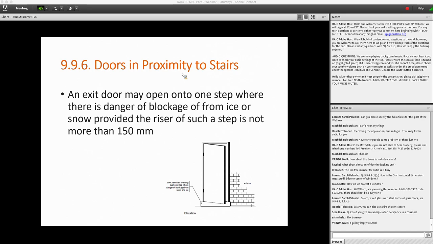Now, to do that, you have to ensure that the riser of the step that the door is opening onto is not more than 150 millimeters. And this is a clear illustration on that requirement.